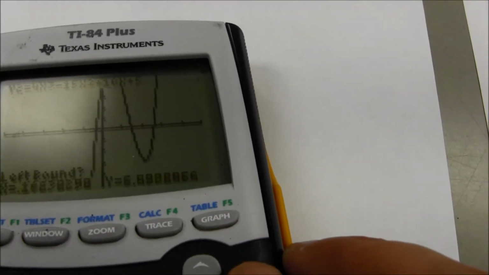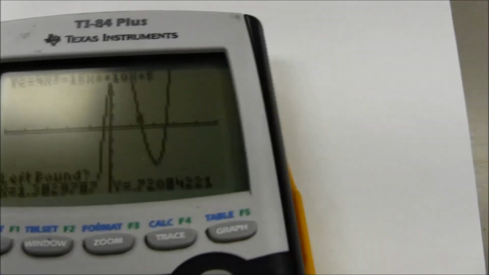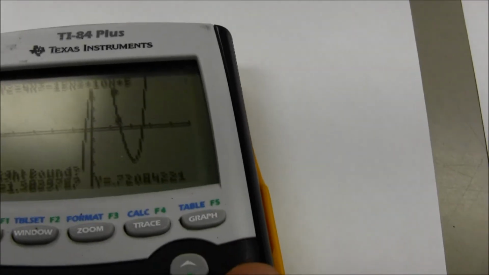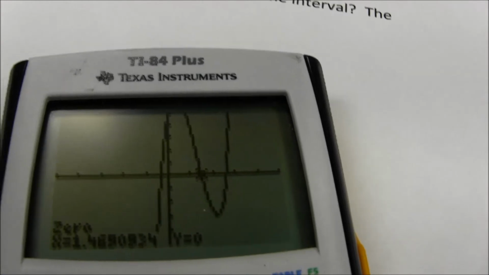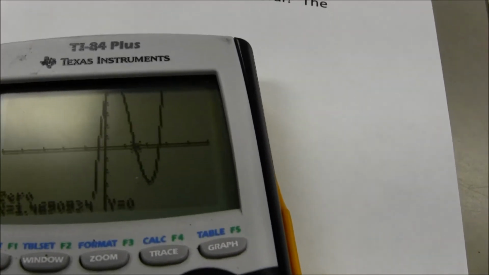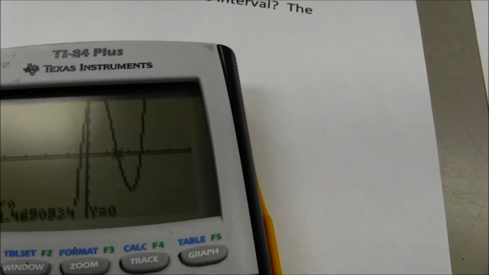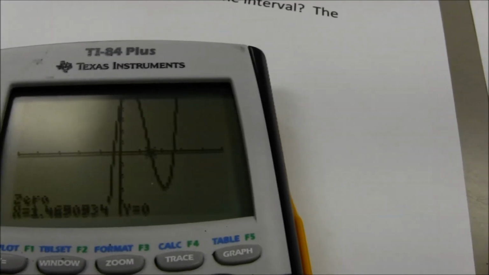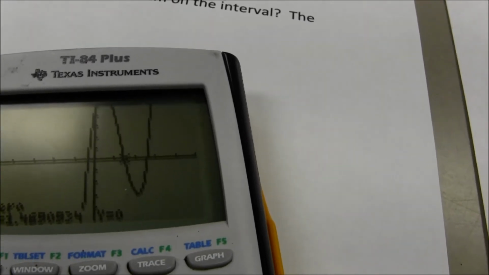And basically you can just scroll to those different locations where you have those different zeros. It's going to ask me to pick a point to the left. I'll click on that. It's going to ask me to pick a point to the right. I'll click on that. And we have one zero occurring at approximately 1.4690934.